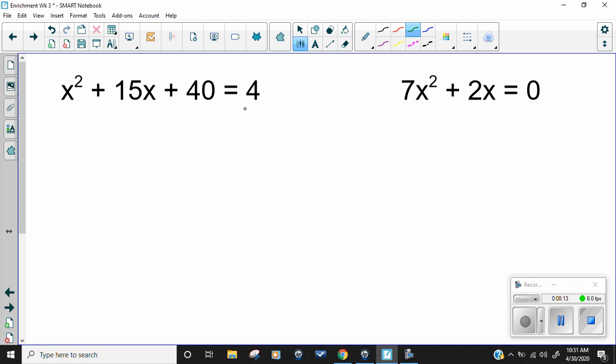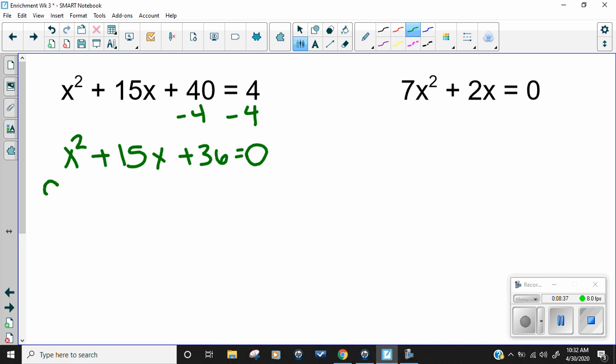I want 0 on the right because this is an equation that's equal to y because we are using it to graph a parabola. And on the x-axis, the x-intercepts, y is 0 because there are x points and your y value is 0. So 36 equals 0. Okay, so first thing I do, a is 1, b is 15, c is 36.